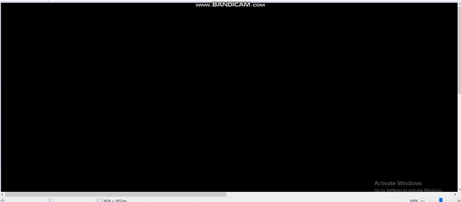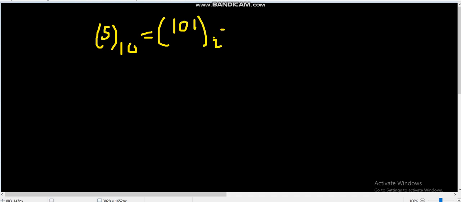So what is pop count? Pop count means that if we represent a number in binary format, the number of ones is the pop count. So let's say 5 in base 10 is nothing but 101 in base 2. Now the pop count of this will be 2 because it has two ones.